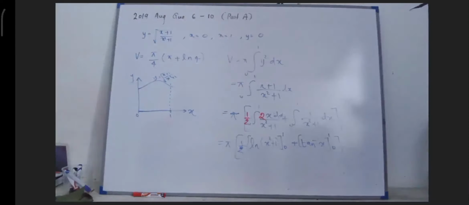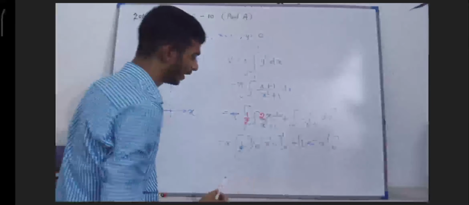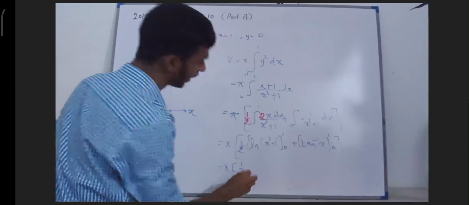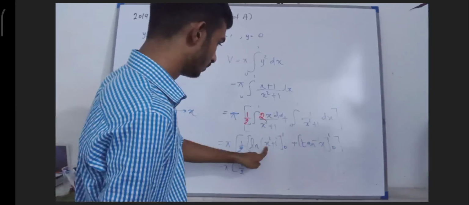Now what I have to do is just substitute the lower limit and upper limit. So pi into half, ln 1.